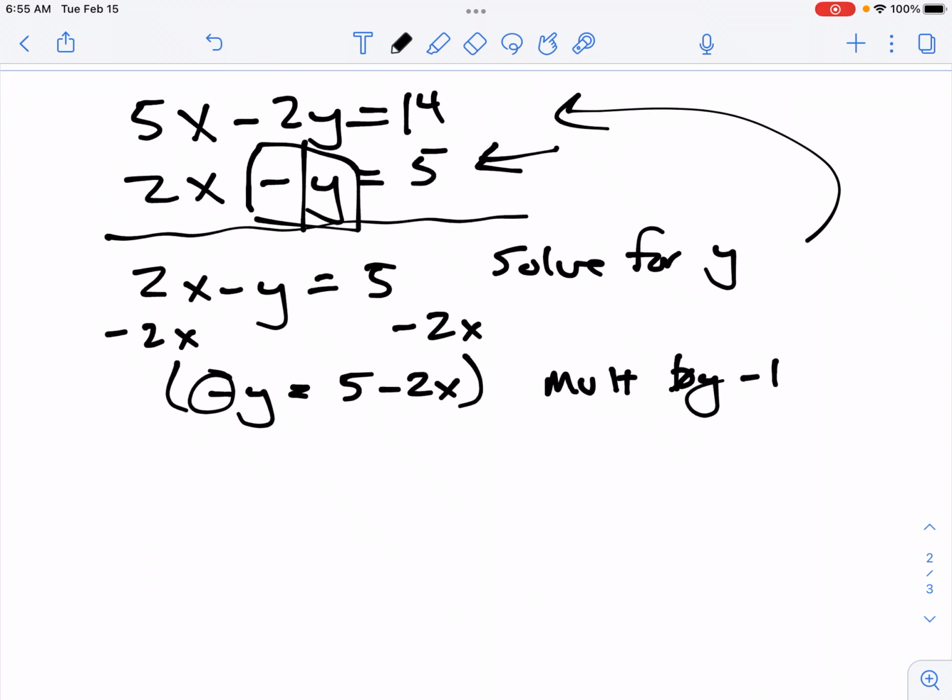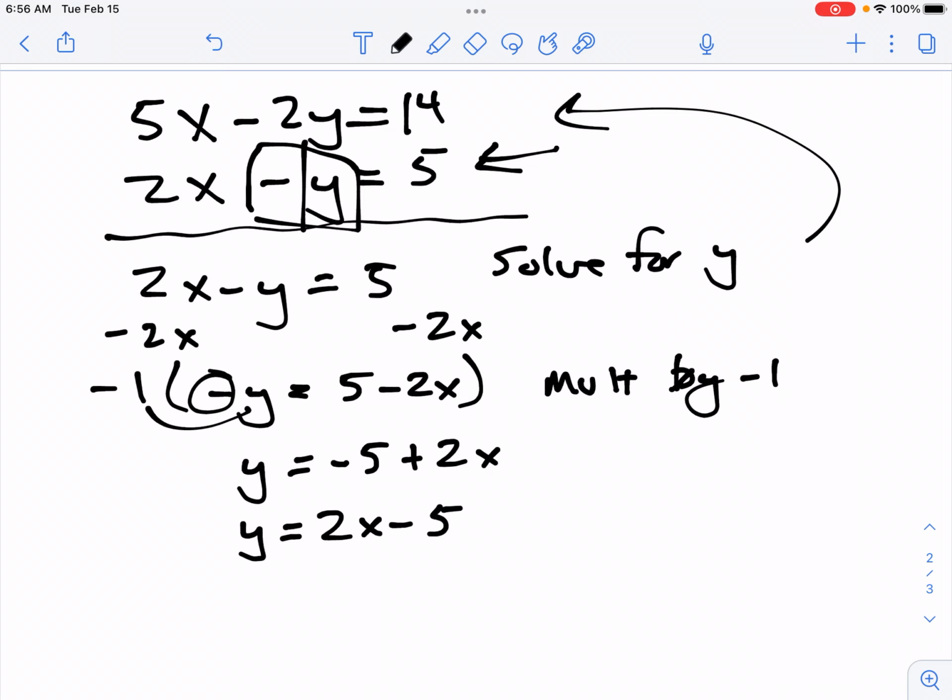So we are going to take this whole thing and multiply it by -1. So -1 times -y gives me my positive y that I'm looking for. -1 times 5 gives me -5. And then -1 times -2x, you got a double negative going there, so that gives me plus 2x. And then let's just rewrite this to get the x in front, just because it looks better. So you get y equals 2x minus 5. So good. All right, so now this is ready to go.